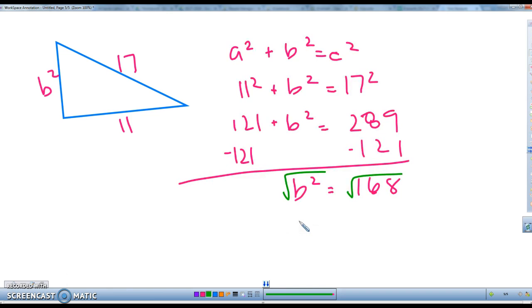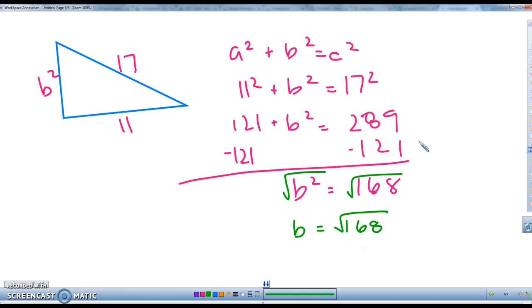Hopefully we got at least this far, where you plugged in some numbers and got 121 plus b squared equals 289, and you subtracted 121 off both sides and got b squared is 168. Then I take the square root of both sides and I get b is equal to the square root of 168. 168 is not something I can take the square root of and get an even number, because remember, 169 is 13 squared, but 12 squared is 144.